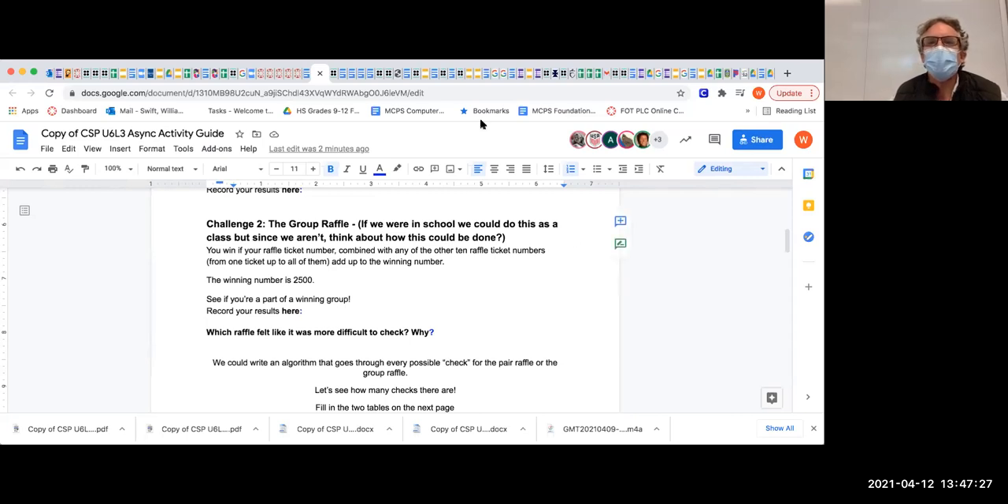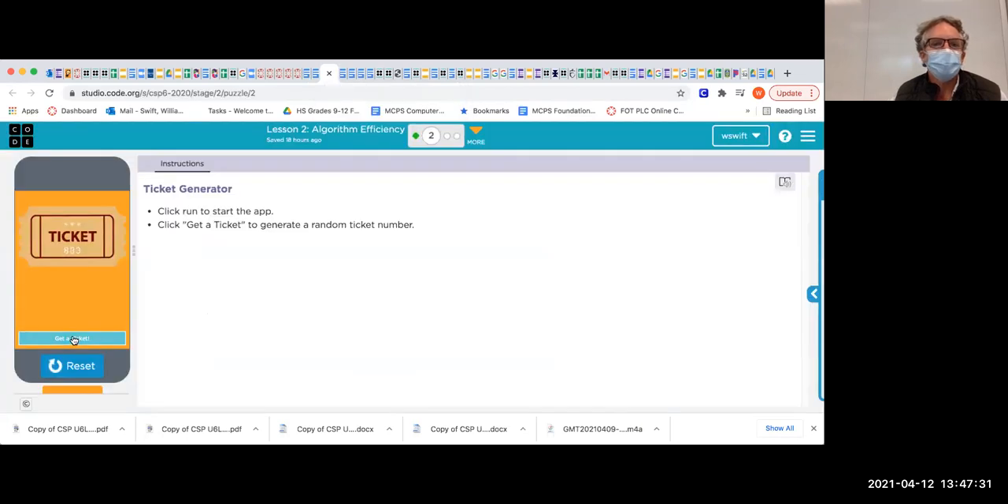You are generating your ticket numbers from your ticket number generator right here. You're just clicking get a ticket to get the numbers. You are not making these numbers up.